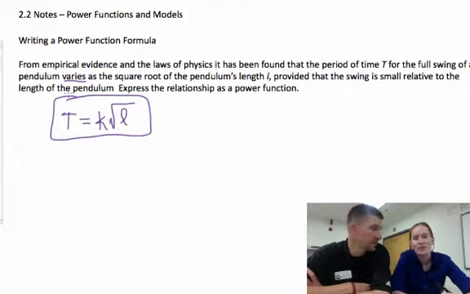Wow, that's amazing. It's my favorite type of physics problem. Yeah, the ones where you don't have to know physics? Exactly. I love those problems too. Yeah.